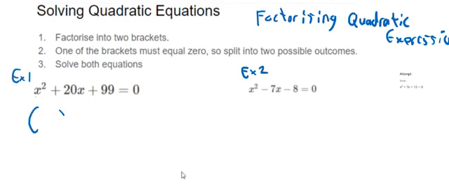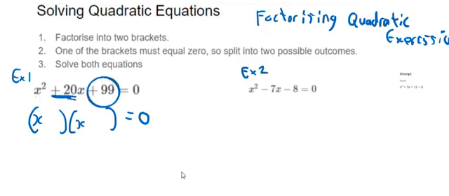First thing I'm going to do is factorize it, and this is what I was saying: you need to have practiced before you look at this video. You're looking for two numbers that would multiply to give you 99 and add together to give you 20. It has to be positive 9 and positive 11. 9 multiplied by 11 gives you 99, and 9 plus 11 gives you 20. So the answer has to be 9 and 11.